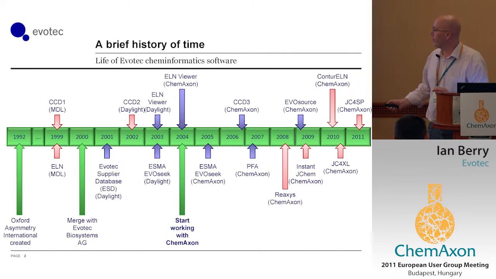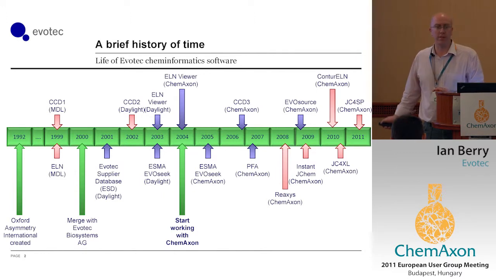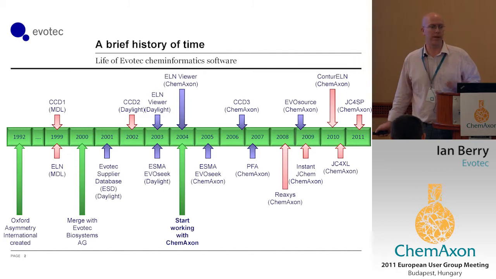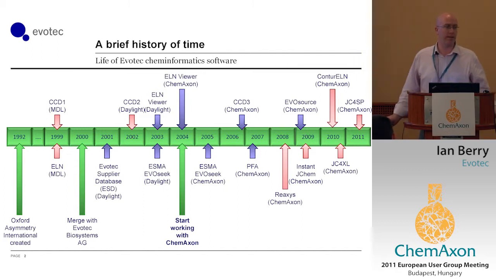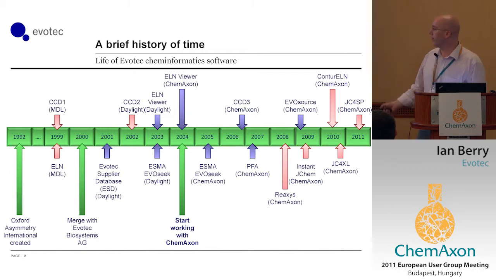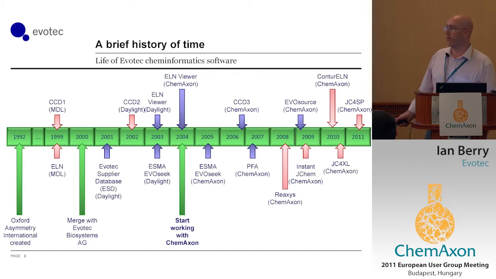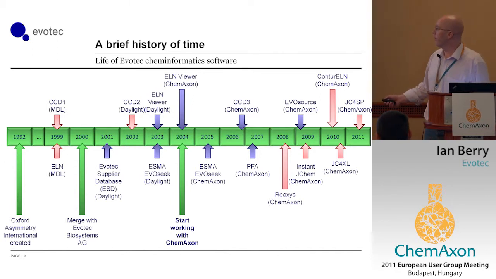Then we merged with Evotec Biosystems AG in 2000, and became Evotec. After that, we built a supplier database because we wanted to be able to browse supplier catalog information internally, because we're doing it for our clients. We didn't want to do it on external sites because we didn't want them to know what we were searching for and things like that. It also linked into our ERP system at the time, our purchasing system, so that the chemists didn't have to deal with that because general ERP systems are pretty horrible to use.